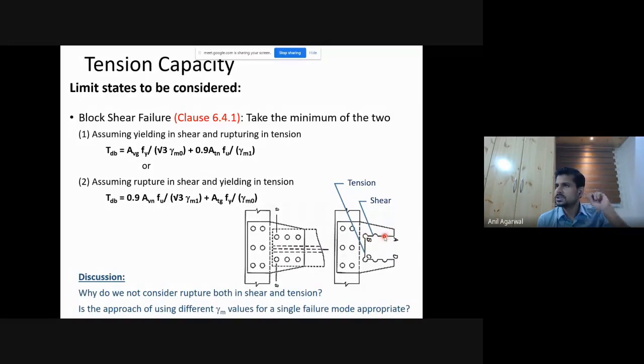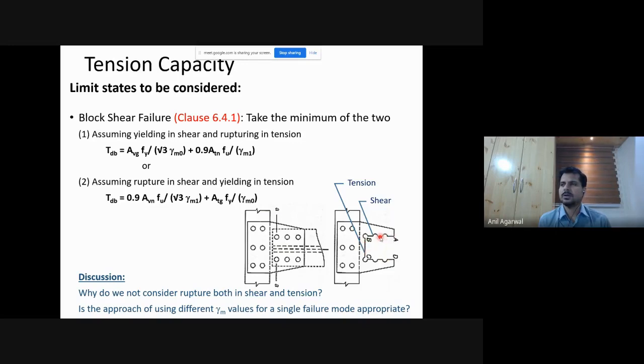Same thing here, whether it is rupturing in shear or yielding in shear. If it is rupturing in shear, after rupture it cannot offer any resistance, and after yielding it can offer some resistance. So the question comes, even though there are three surfaces, I am not going to refer to this surface again and again, because whatever is happening here is also happening here. So I'm not going to talk about this at all. I'll only talk about this and this.